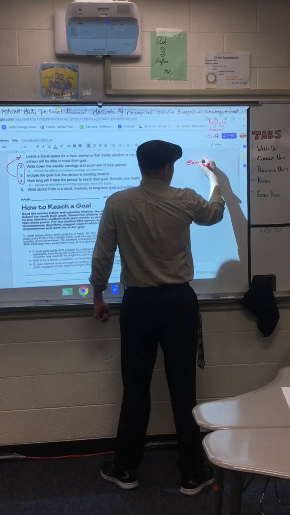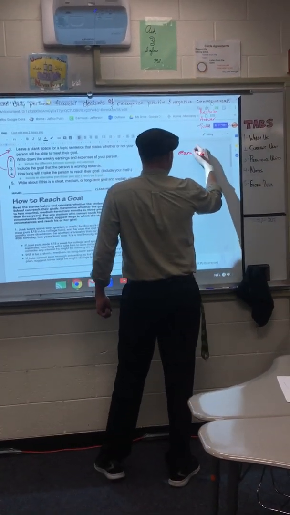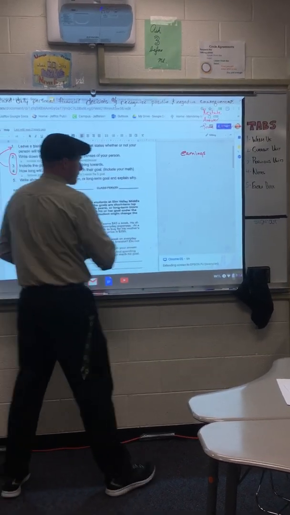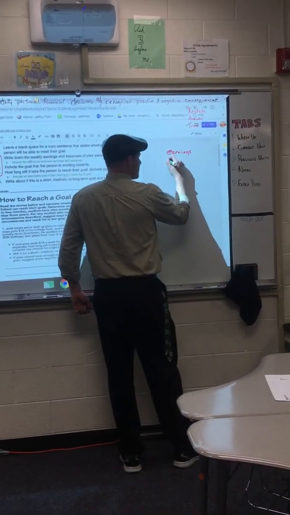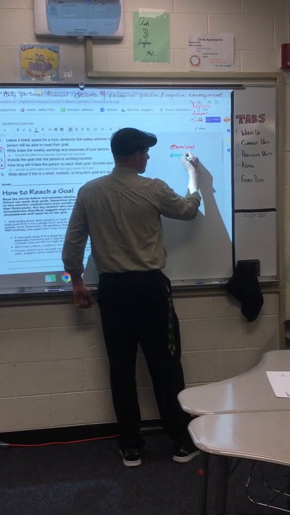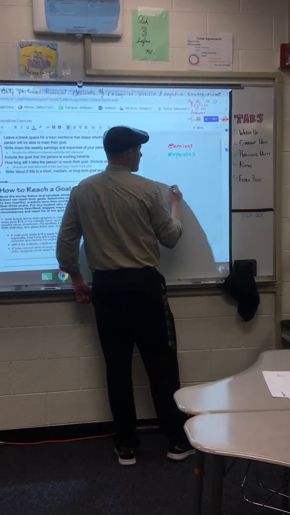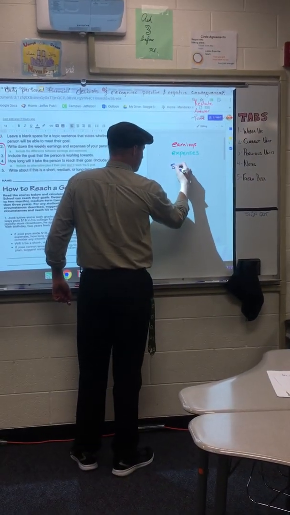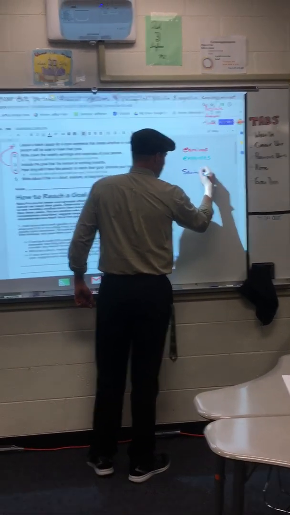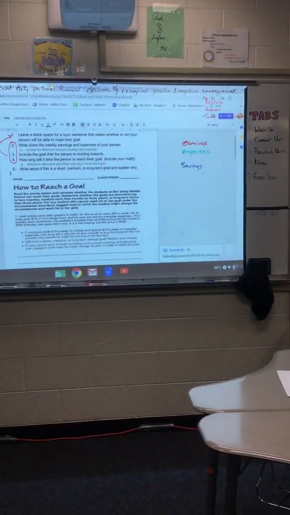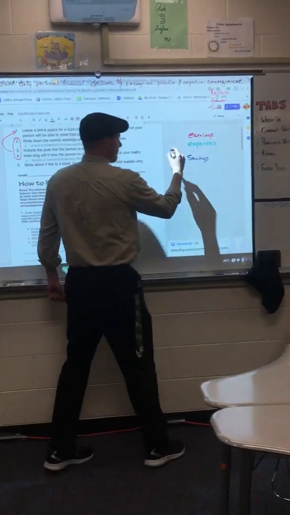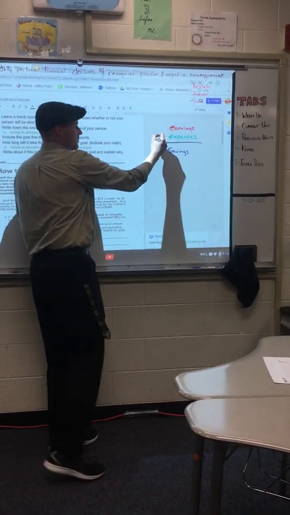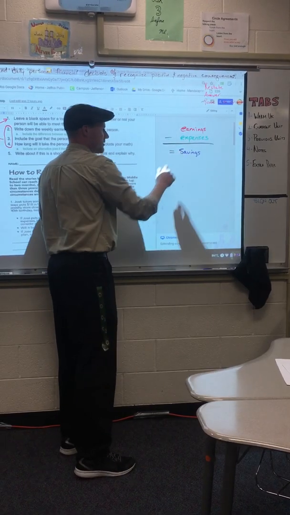I'm going to try and do in colors. Earnings will be in red. Expenses in green. And then savings in purple. And in order to figure out the difference between your earnings and your expenses, you subtract them. And that should give you what your savings are.